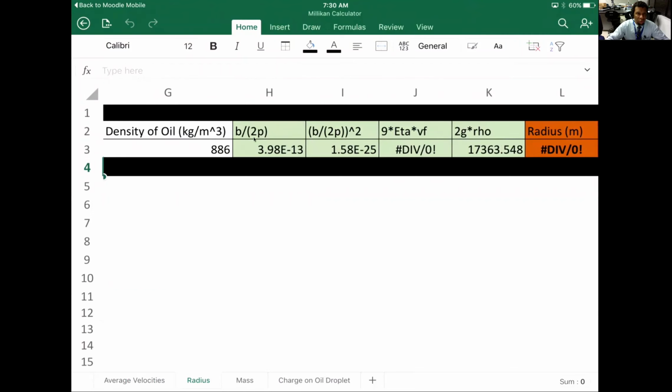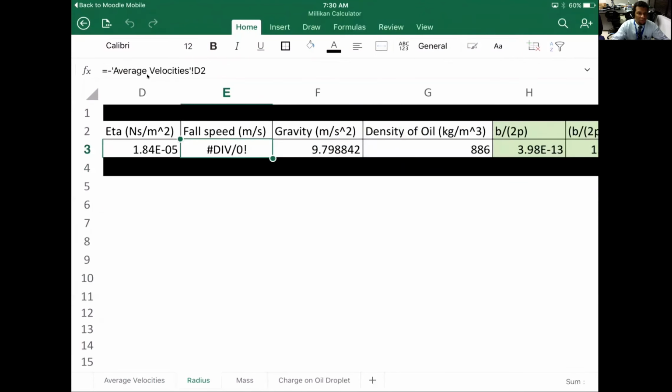B divided by 2p. B divided by 2p squared. 9 times eta times the fall velocity. 2 times gravity times the density of oil. And then once we have these things, we put them together in the radius formula here. So you'll see that we have a radius formula. If I just went through these, you'll see it's a formula for each one of these. All of the other ones are numbers except for this reference here, this fall speed. It's referring back to the average velocities.